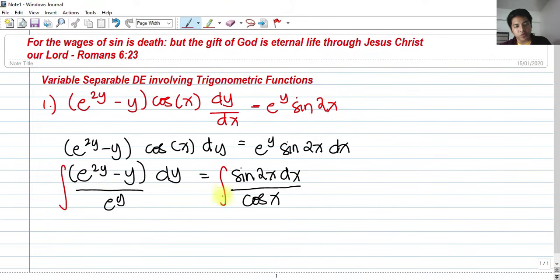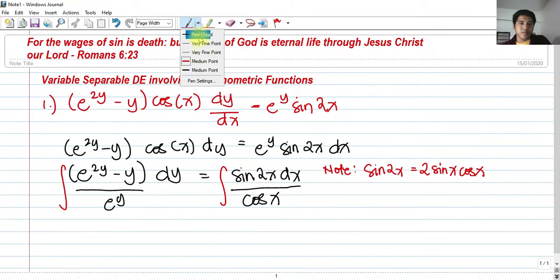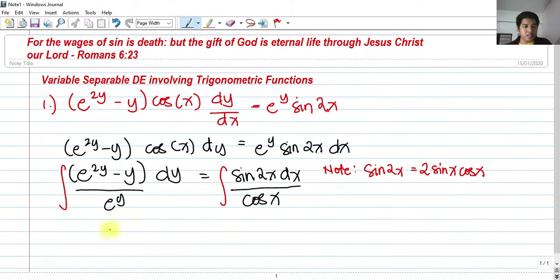So as to solve the differential equation. But take note that we have a trigonometric identity here, so make sure you are familiar with some trigonometric identities. So we have sine of 2x, that is equivalent to 2 sine of x cosine of x. So before we actually solve this, what we are going to do is simplify first.